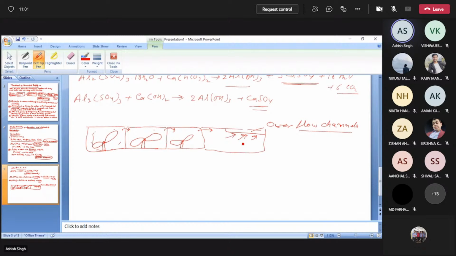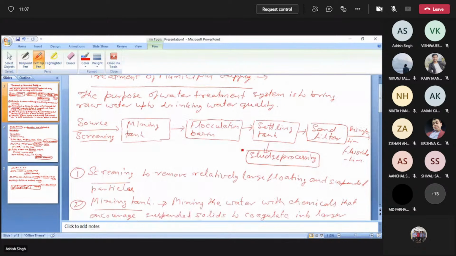Now another thing, filtration. If you remember this figure: flocculation basin, mixing, settling tank, then after that, sand filtration. Sand filtration is basically of two types: one is slow sand filtration and the other is rapid sand filtration.